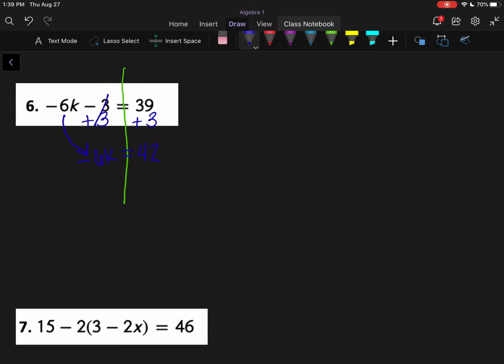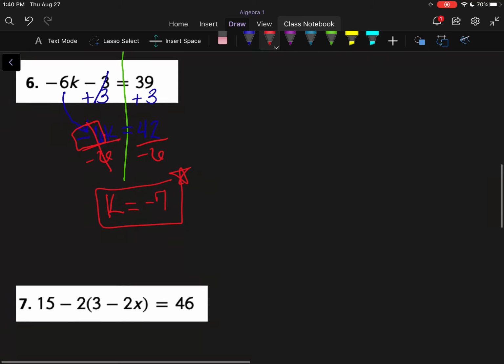Now, again, using our opposite operations, that 6 and the k are right next to each other, which means they're being multiplied. And the opposite thing to undo multiplication is division. So I'm going to divide by negative 6 on both sides. I divide by this whole term, not just the digit 6, but the actual number, negative 6. Those will divide to be 1. We're left with our variable k, and 42 divided by negative 6 is negative 7.